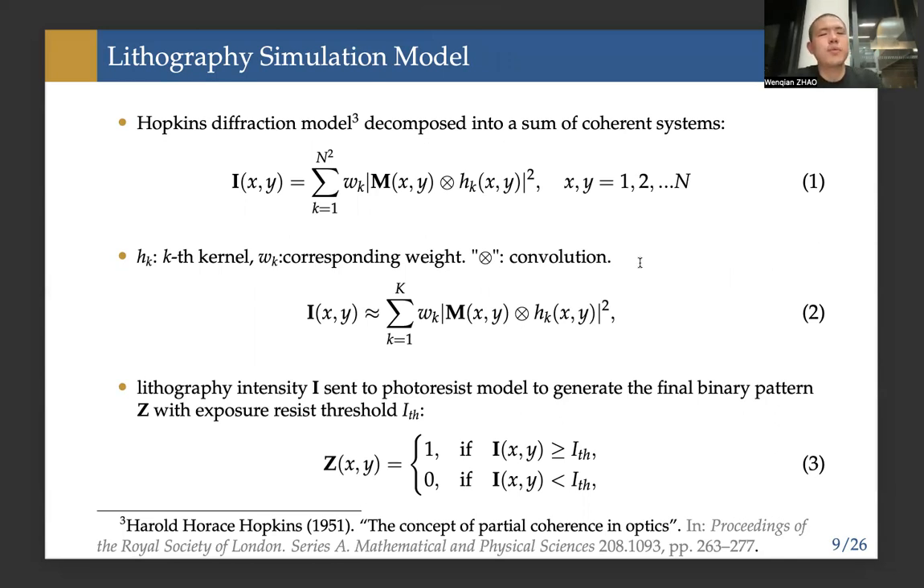For the lithography, I also want to say this is one of the most famous, the Hopkins diffraction model, to simulate the lithography process, which can be described as a number of convolutional kernels consecutively. This is the kernel, this is the mask, this is the weight of each kernel, and after that we output this intensity for each pixel. It is then sent to a photoresist model with a threshold to determine whether each pixel is printed or not.